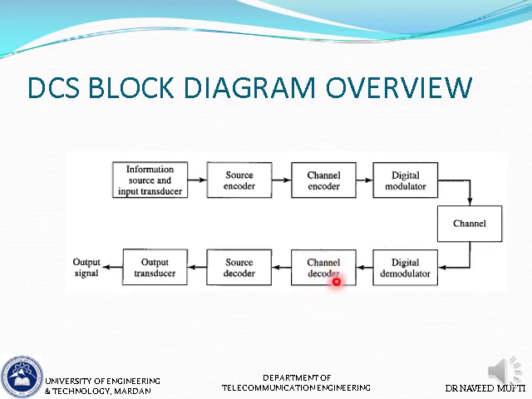And then after channel decoding, obviously once error correction or detection has taken place, the data bits will be passed on to source decoder. So if there was compression, it will be decompressed. If there was encryption, it will be decrypted. And once that is done, then it will be passed on to the output transducer to convert it to the form it was in. So if it is for audio signal, it will be converted from electrical signal to audio signal, for example. And if there was analog to digital conversion here, there will be digital to analog conversion here.